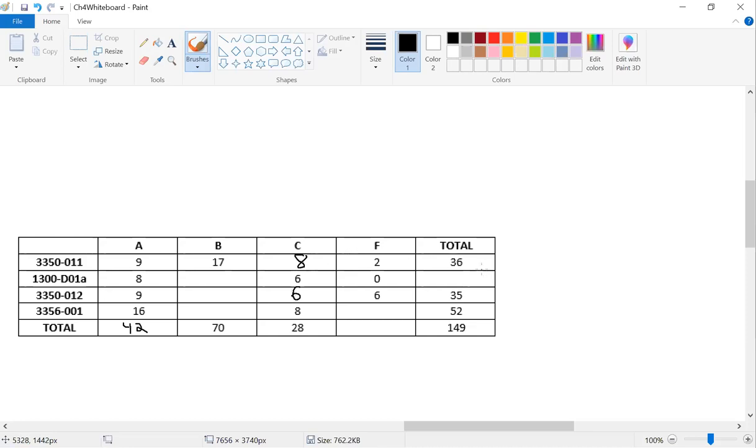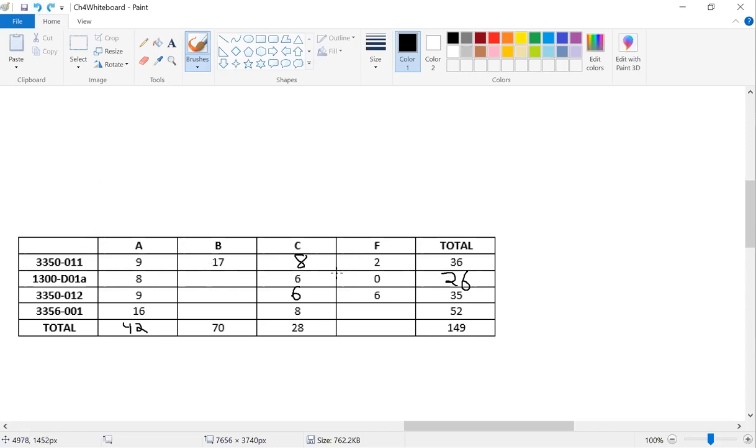Totals, yes, we can. Here, we need all these add up to 149. 36 plus 35 is 71 plus 52. I believe that's 123. So that difference is 26. Okay. Now go back to step one, start all over again. We can now notice one of these rows are already done. Next one, this row, we can now find this entry because we just got the 26.